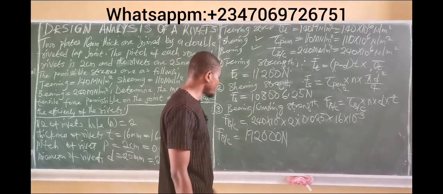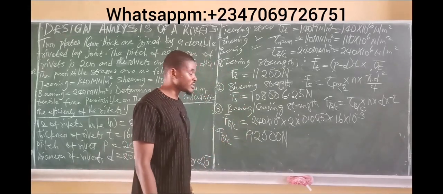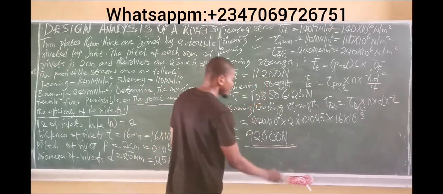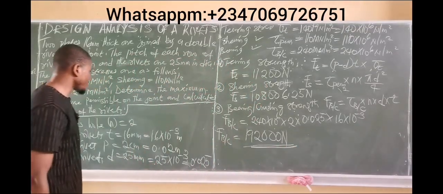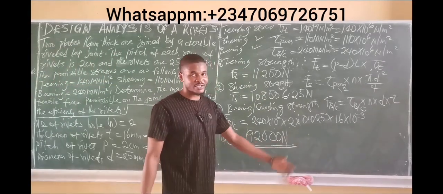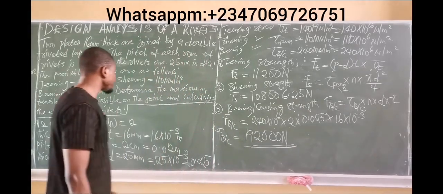192,000. Okay, so comparing the three of them, 192,000 seems to be the highest permissible force. So this is the maximum permissible force. This is the maximum permissible tensile force on the joints. So 192,000 newtons, of course, is the maximum permissible force on the joints.